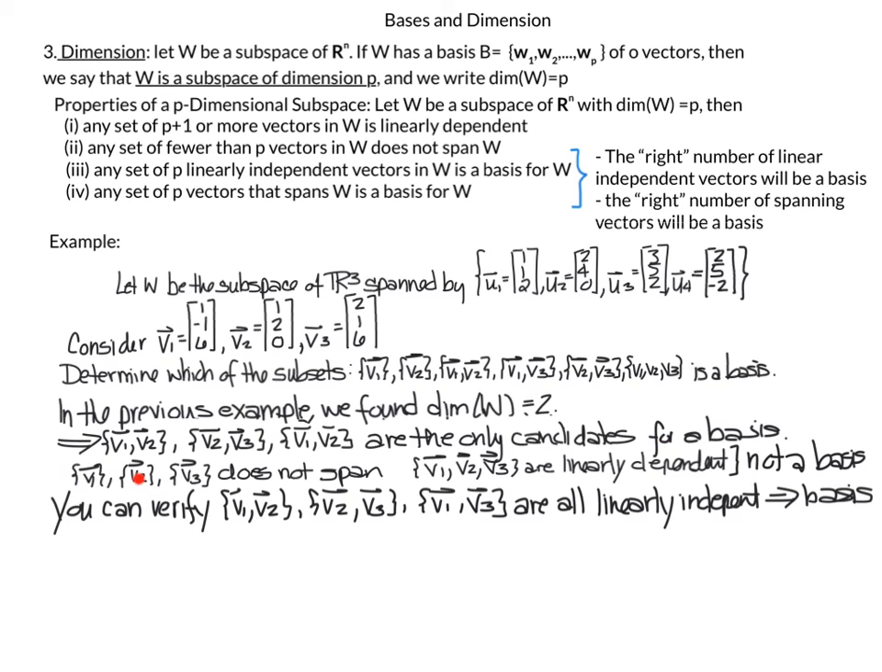So v1 by itself, v2 by itself, v3 by itself. By this property here, any set of fewer than p vectors does not span. So v1, v2, v3 individually will not span by themselves, so they can't be a basis. Here, when we consider v1, v2, and v3, at this point the dimension is equal to 2. So any 2 plus 1, 3 or more vectors is linearly dependent. So these vectors, v1, v2, v3, must be linearly dependent, so they also cannot be a basis. And I'm just going to say you can verify that the set v1, v2, and also the set v2, v3, and the set v1, v3 are all linearly independent, so they are all bases.